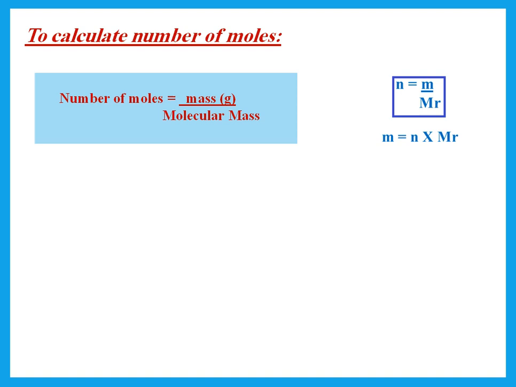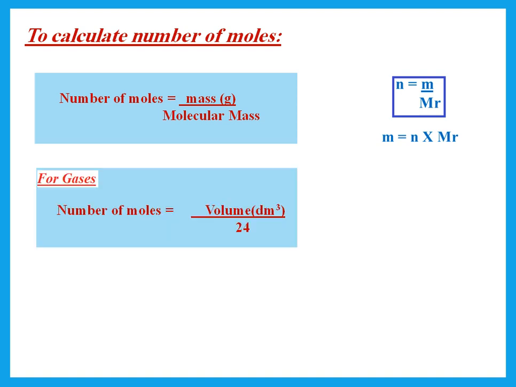But what if we don't have a mass in grams? What if he's talking about gases and he gives me a volume, and that has to be in decimeter cubed? Then I can get number of moles is volume over 24. Remember that the volume in any of these equations has to be in decimeter cubed. So if he gives it to me in centimeter cubed, I have to divide by 1,000.